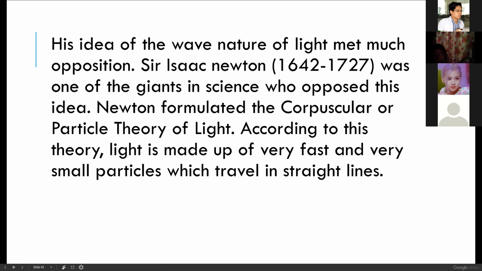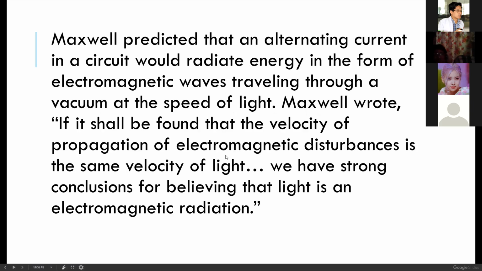Newton formulated the corpuscular, or the particle theory of light. Okay, according to his theory, light is made up of very fast and very small particles which travel in a straight line. Maxwell predicted that an alternating current in the circuit would radiate energy in the form of electromagnetic waves traveling through a vacuum at the speed of light. Maxwell also wrote, if it shall be found that the velocity of the propagation of electromagnetic disturbances is the same as the velocity of light, we have strong reasons for believing that light is an electromagnetic radiation.